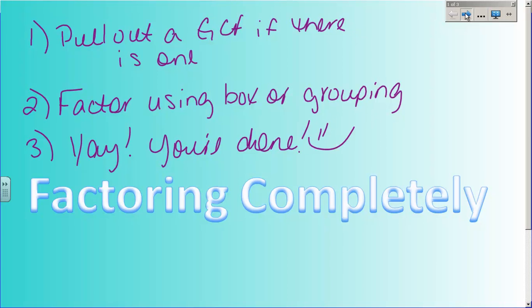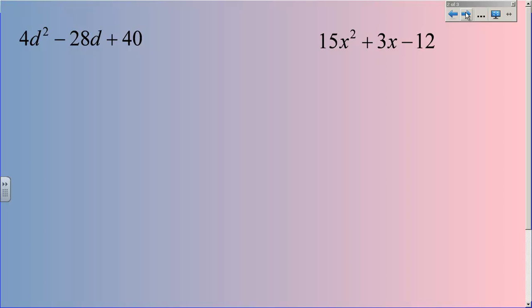Okay, so we have 3 examples, y'all. It's a short, quick video. We're going to do 3 examples. Here's the first one. 4d squared minus 28d plus 40. Is there a greatest common factor? There is. It's 4. Factor out the GCF.